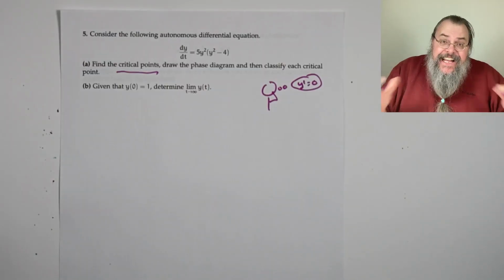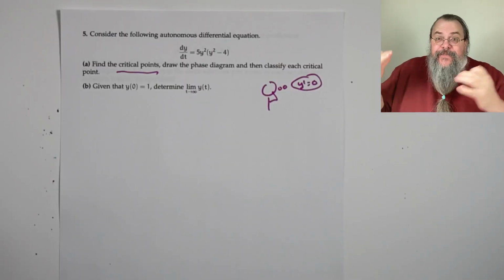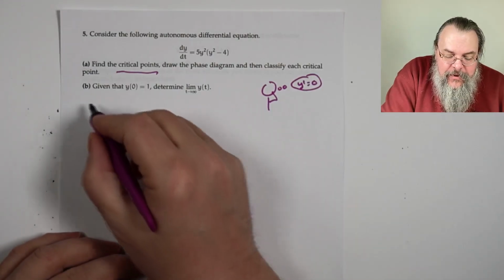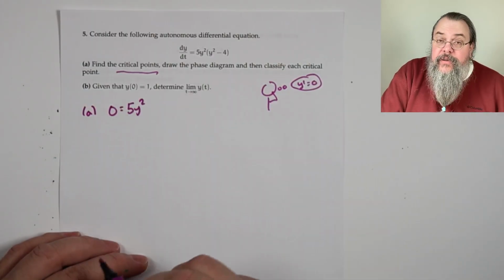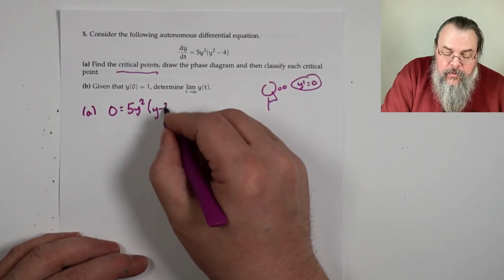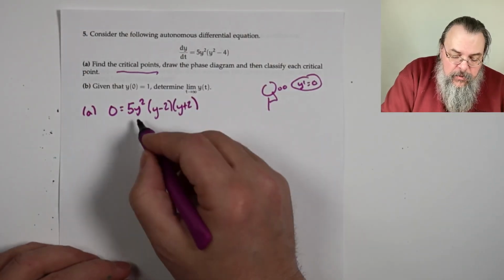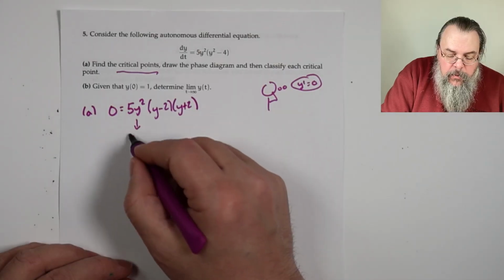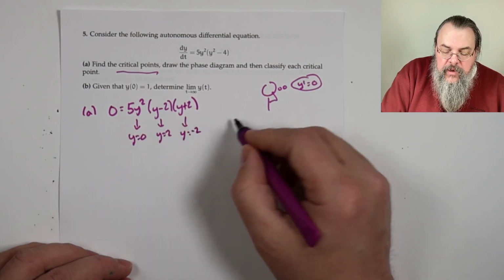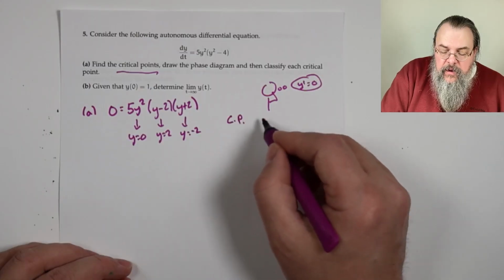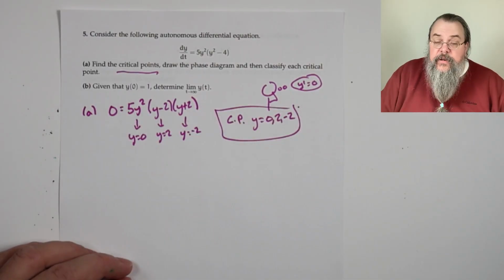Yes! It's exactly that! So when we're talking critical points, set the derivative equal to 0. Okay, so for part A, we're going to set 0 equals 5y squared, and notice that y squared minus 4 can factor as y minus 2, y plus 2. And now we solve for when is this 0? We get zeros at y equals 0, at y equals 2, and at y equals minus 2. So here are our critical points: y equals 0, 2, and minus 2. Okay, so that's part of our answer because it says find the critical points.